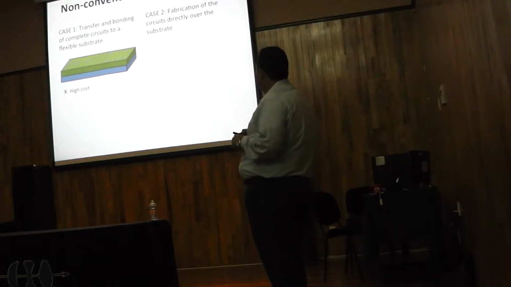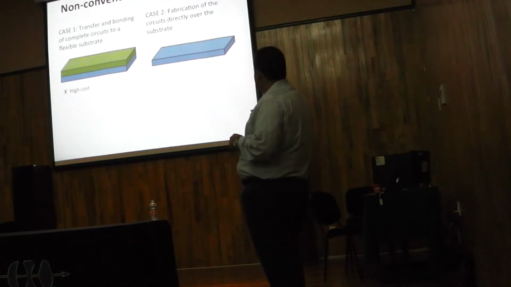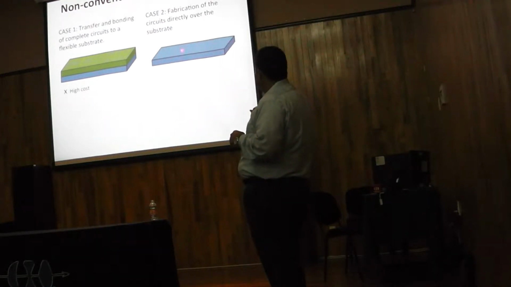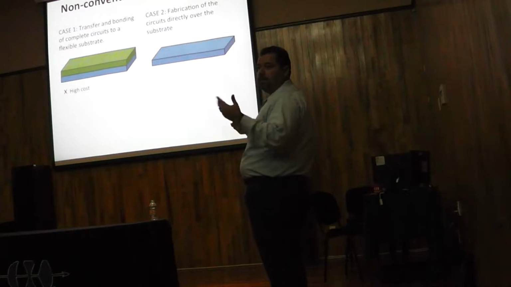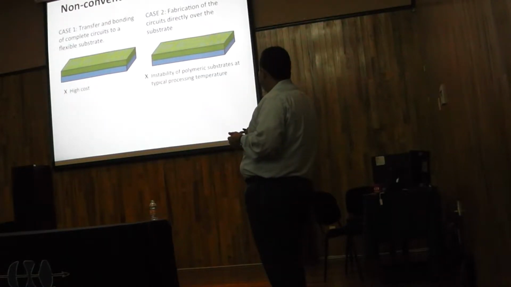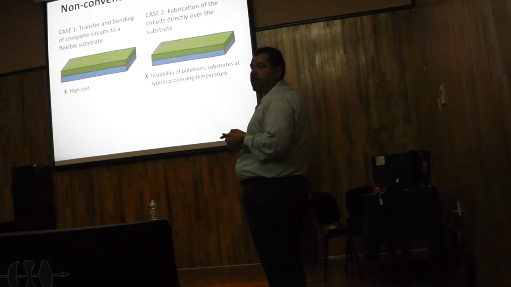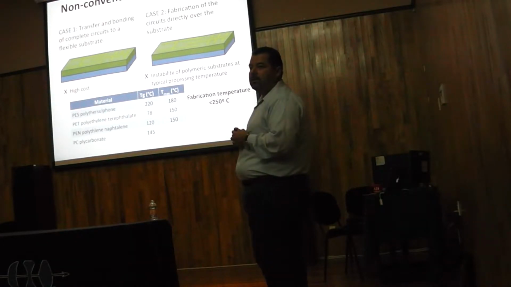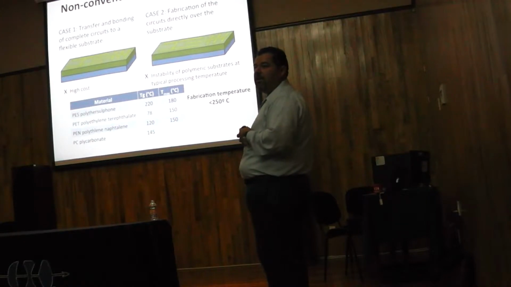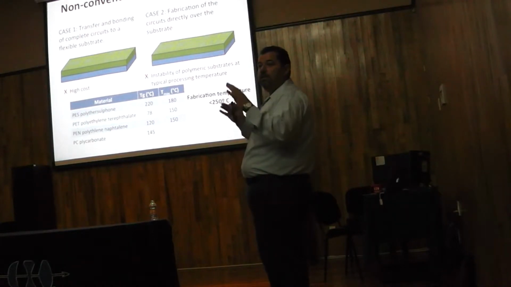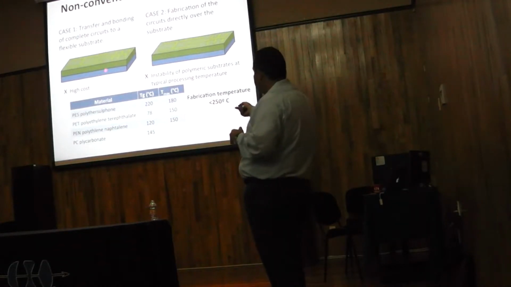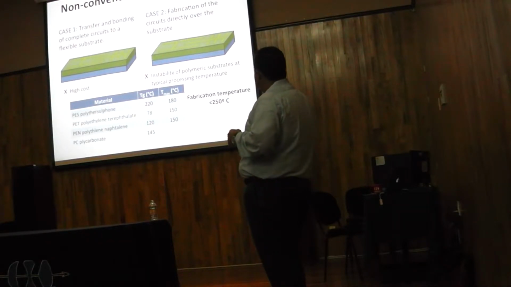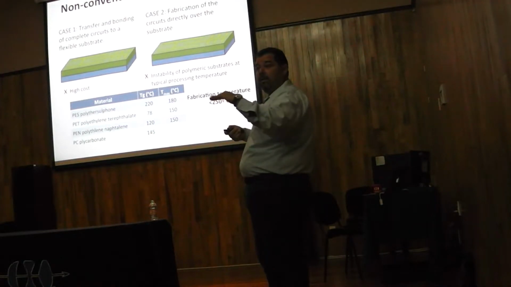The other way is we can build the flexible devices directly on top of the flexible substrate or plastic. What is the problem there? Well, the problem there is temperature. I cannot process at temperatures higher than 250 Celsius because if I put the plastic at 300, it's going to burn, right? So I'm limited by the temperature in this case. In the first case, I'm not limited by the temperature, but it's very high in cost. In this case, it's very inexpensive, but I'm limited by the temperature.